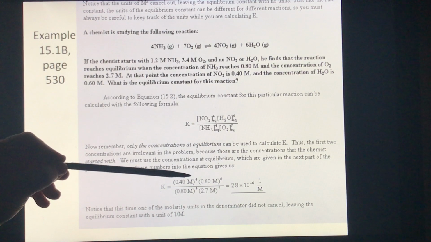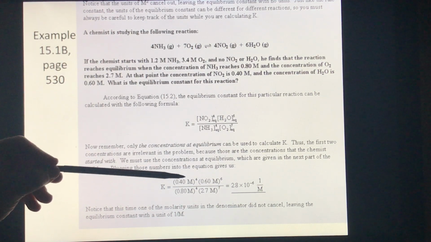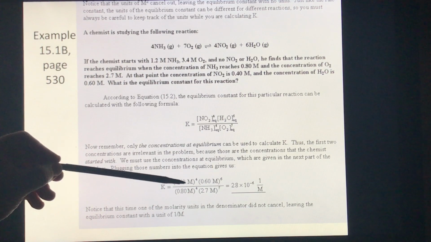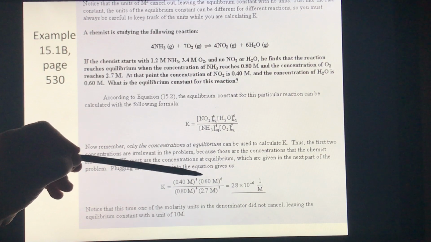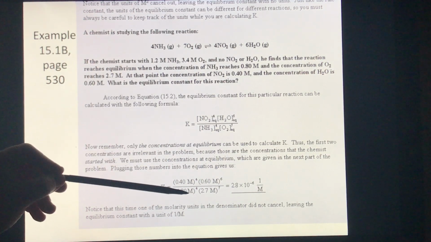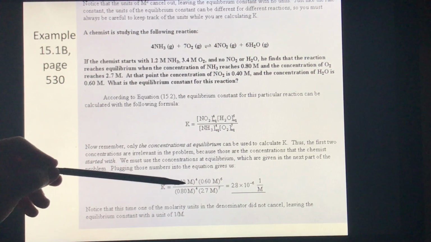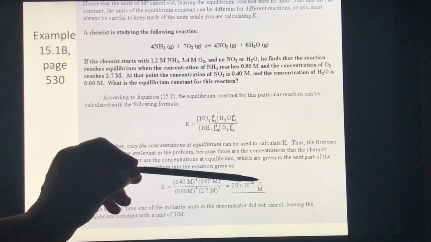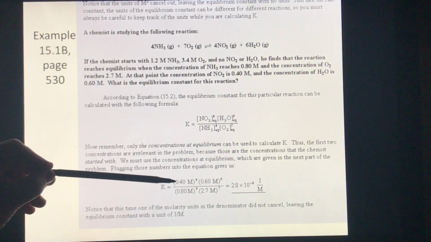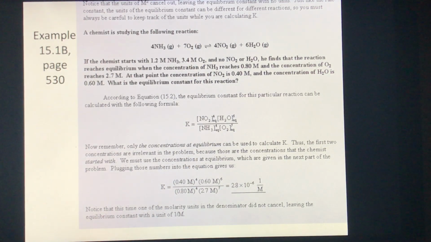They're all molarity, but we have to keep track of these exponents. On the top, if you multiplied M to the 4th times M to the 6th, you're basically just adding these exponents. The top would be M to the 10th. The bottom is 4 plus 7, M to the 11th. So since you have one more on the bottom, 11 minus 10, you'd have 1 over M. And then these other numbers are just multiplied out on your calculator. So again, they're just pointing out that this unit for K is different than the unit we had in the previous example.